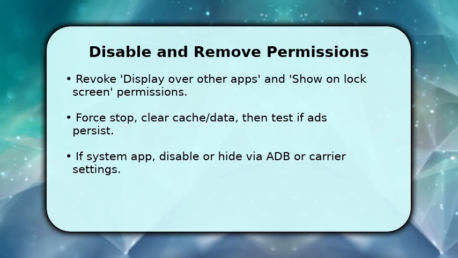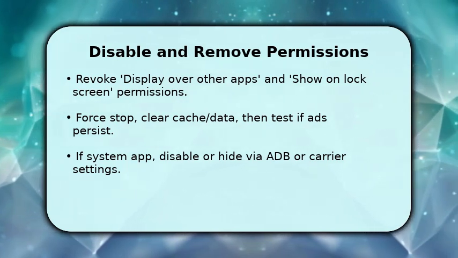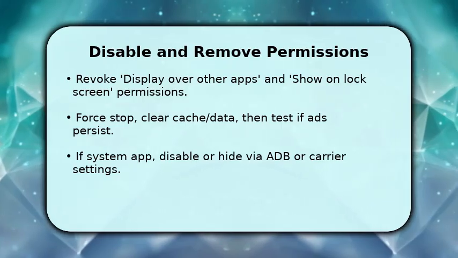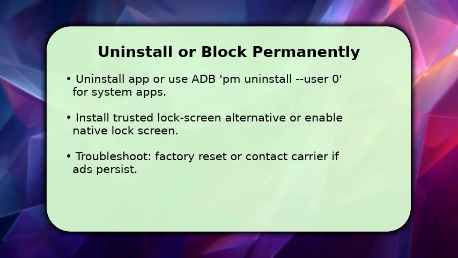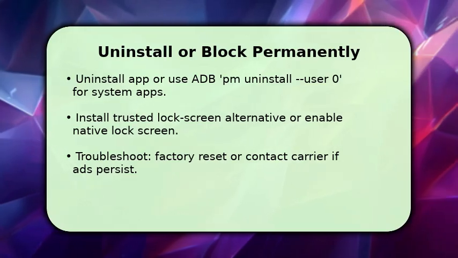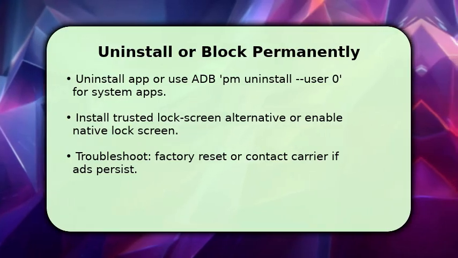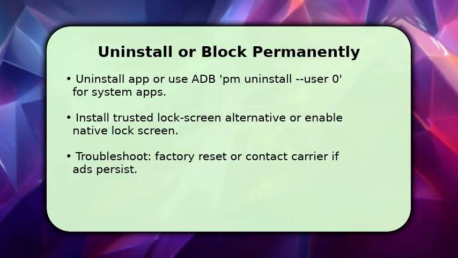Finish by uninstalling the app if possible. For stubborn system apps, use ADB uninstall for user commands or a package disabler to remove ad code for your profile. Then re-enable the native lock screen or install a trusted alternative from the official store to ensure no new ad injection. Make sure to reboot and verify.